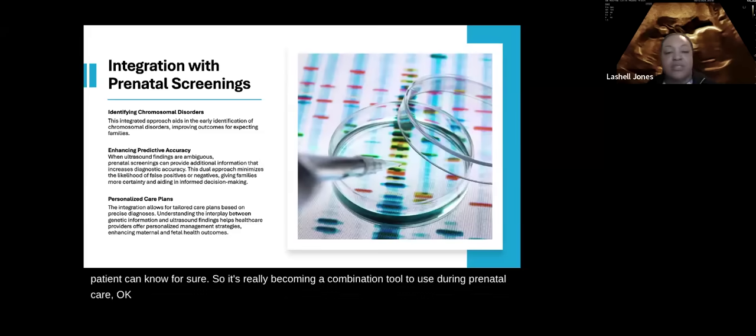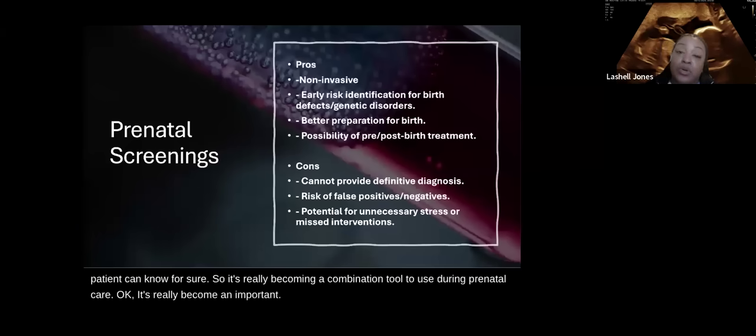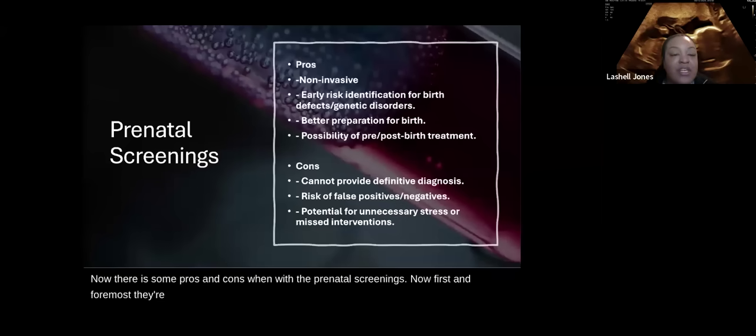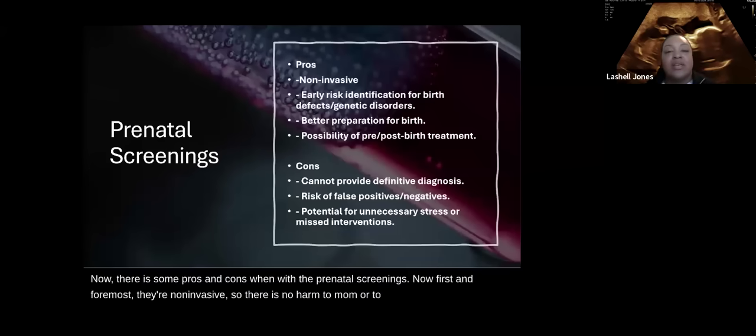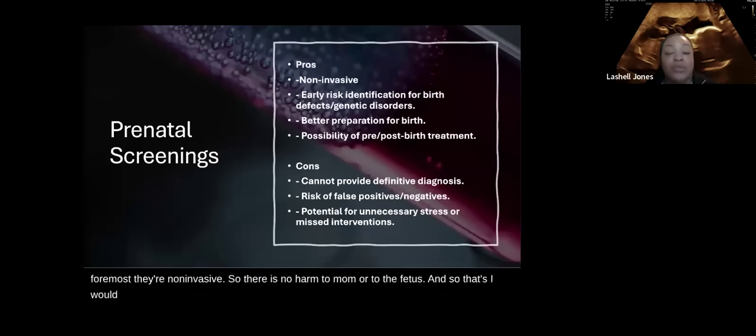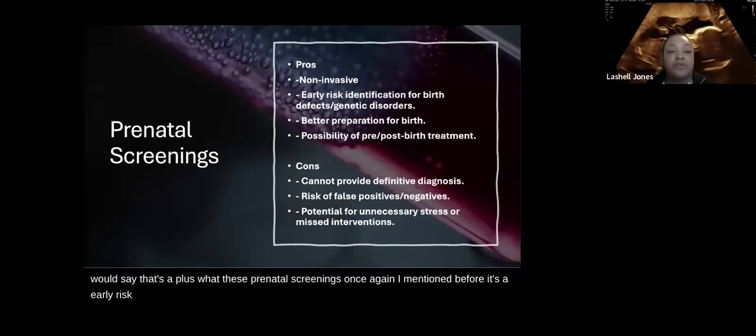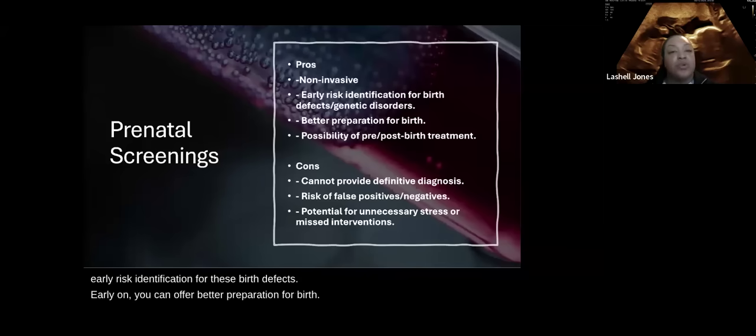Okay, it's really becoming important. Now, there are some pros and cons with the prenatal screenings. First and foremost, they're non-invasive, so there is no harm to mom or to the fetus. And that's a plus with these prenatal screenings. Once again, as I mentioned before, it's an early risk identification for birth defects. You can offer better preparation for birth and the possibility of pre and post birth treatment if it's needed.